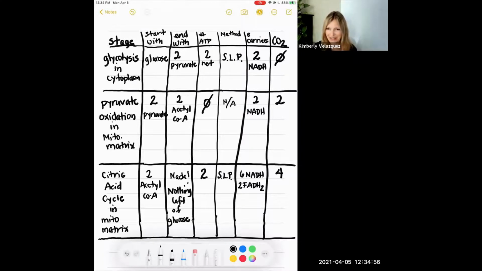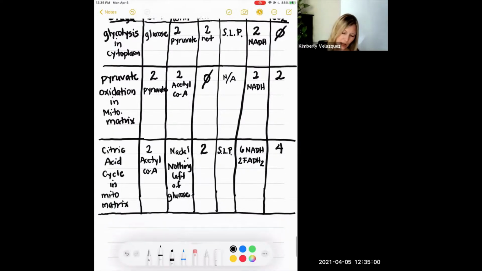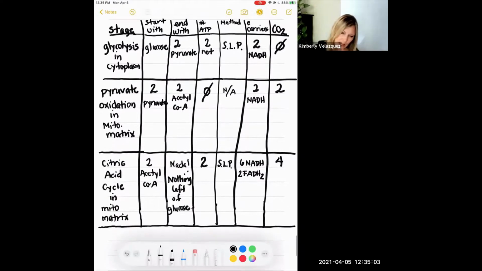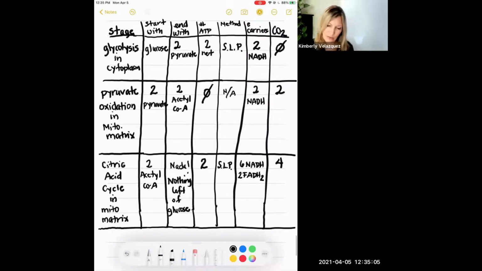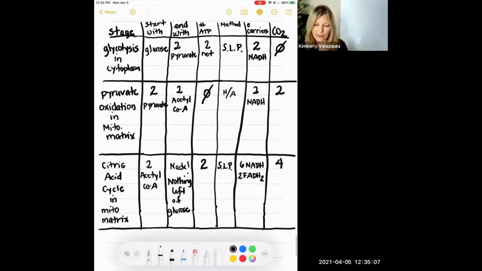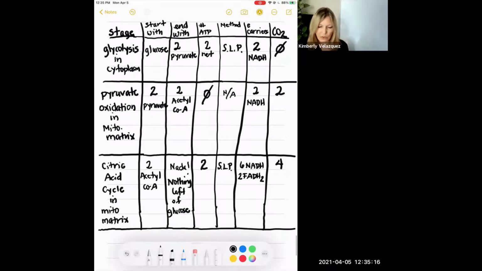Now we need to make 32 more ATP, and that's going to happen in the last stage called oxidative phosphorylation. And oxidative phosphorylation doesn't really fit into this chart. Okay, this is just going to be a stage in which a lot of ATP are generated because of this concentration gradient that's going to get set up.